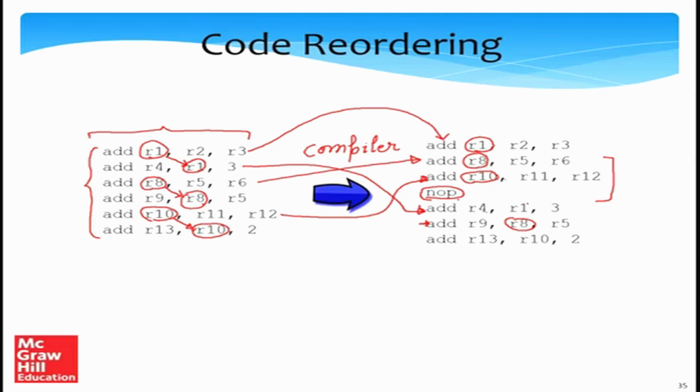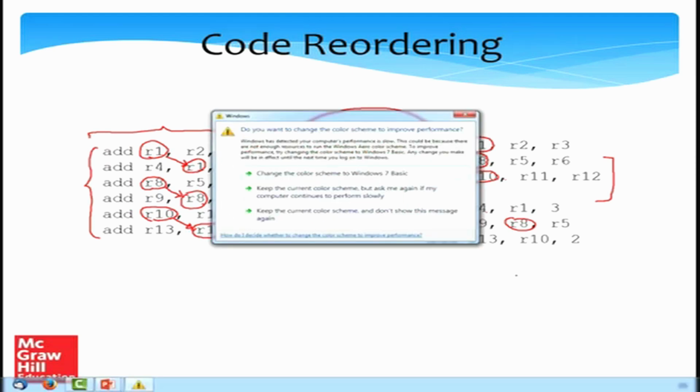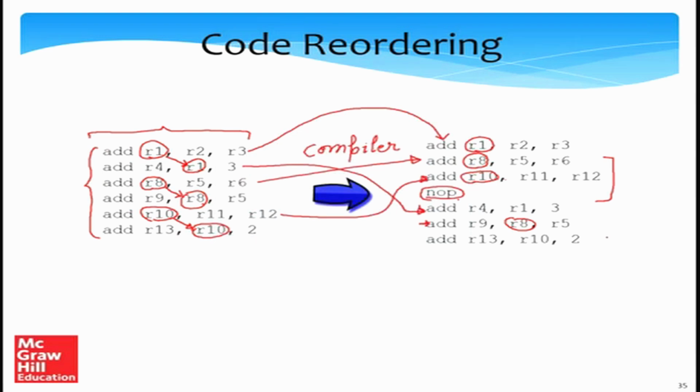So the compiler can reorder the code without affecting the correctness of the program, as we have done here. And it still might be required to insert a few no-ops, but we want to minimize the number of no-ops, because a no-op means that nothing is being done in that particular stage. So we should try to minimize it. And there are a lot of algorithms in the literature that try to reorder code by minimizing the number of no-ops that are required to be inserted.